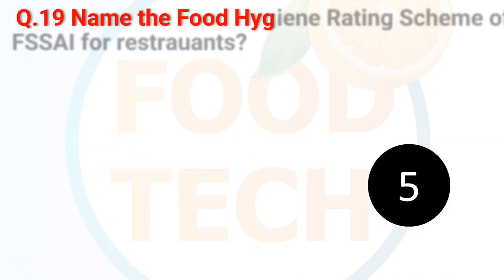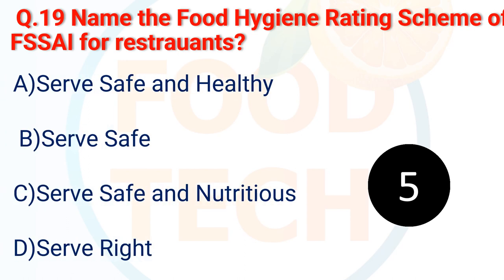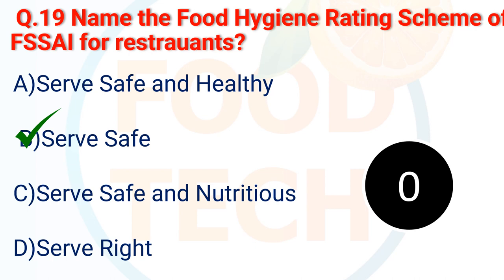Question 19. Name the food hygiene rating scheme of FSSAI for restaurant. A. Serve safe and healthy, B. Serve safe, C. Serve safe and nutrients, D. Serve right. The answer is B. Serve safe.